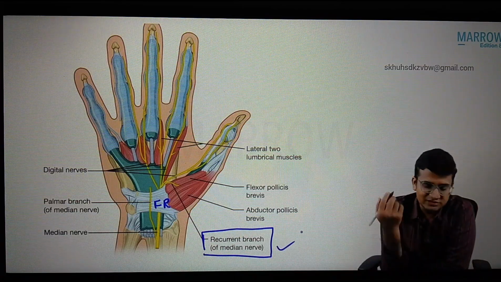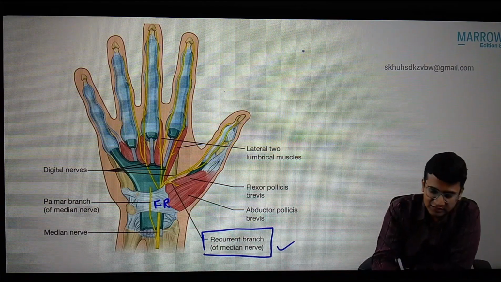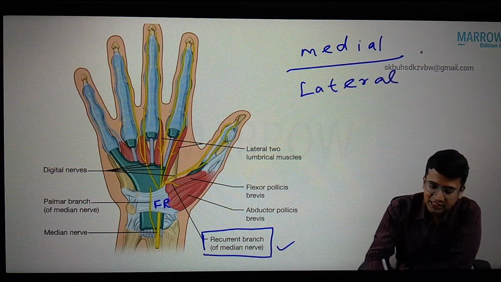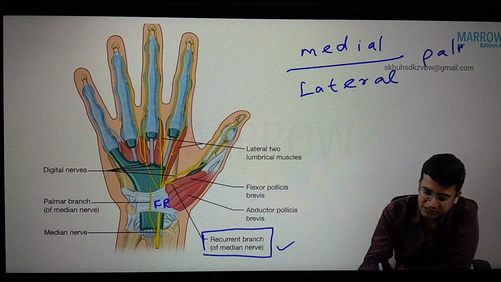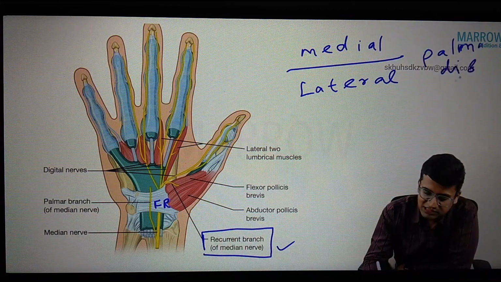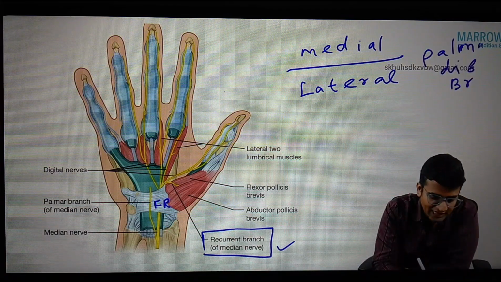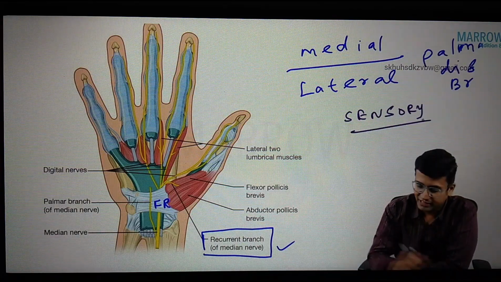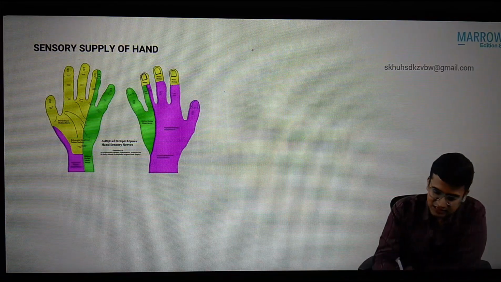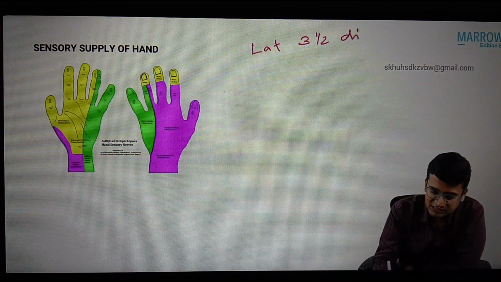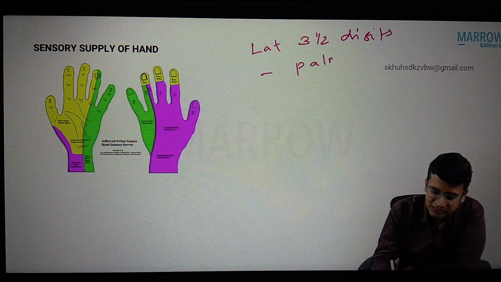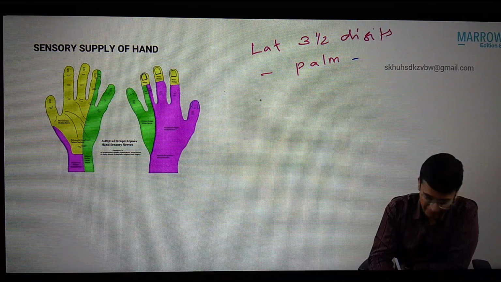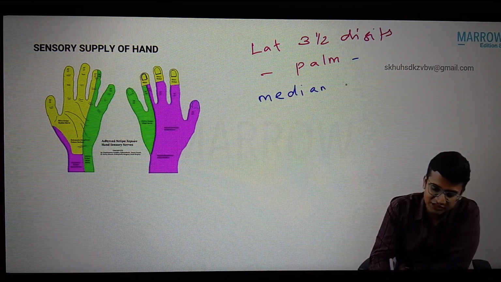I told you the median nerve terminally divides into the lateral and medial palmar digital branches. These are sensory branches. They supply the lateral 3.5 digits on the palmar side. The sensory fibers of the lateral 3.5 digits on the palmar side are carried by the palmar digital branch of the median nerve.